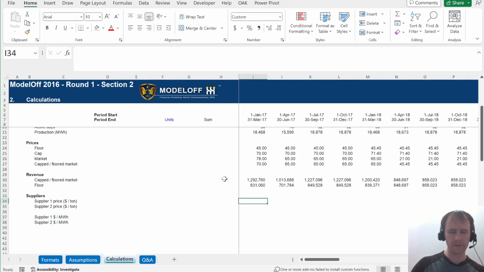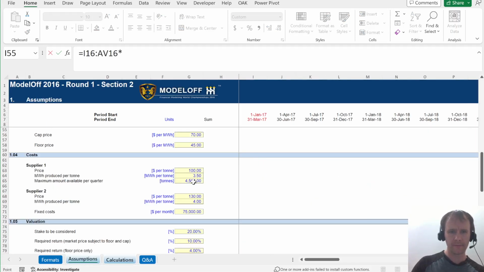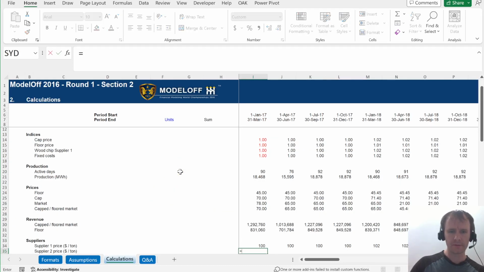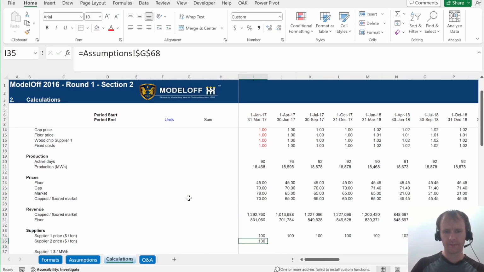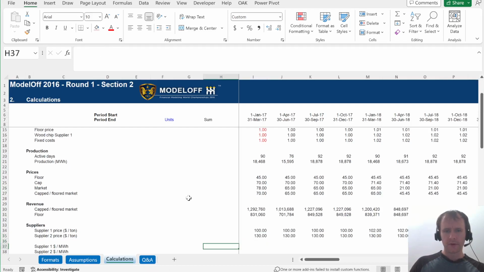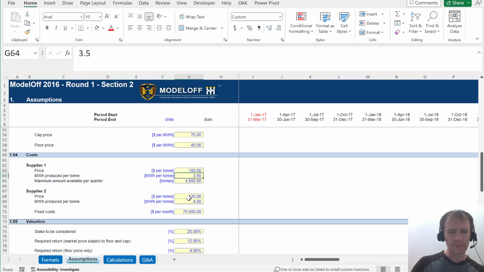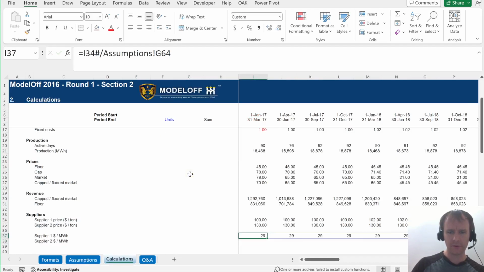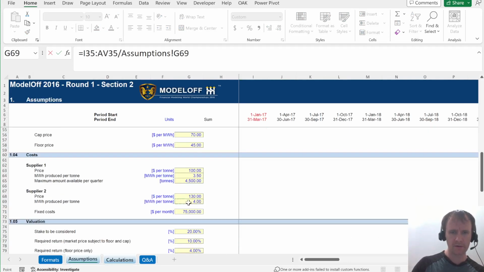But first, let's do the price. So supplier 1 is the supplier 1 index times this. And supplier 2's price does not inflate and is just 130. So lock and carry across. Okay, then so that's the dollars per ton. That's the megawatt hours per ton. So the dollars per megawatt hour we're going to want to divide. So it's going to be this divided by this for supplier 1. And it's going to be this, sorry, this whole row divided by this for supplier 2.